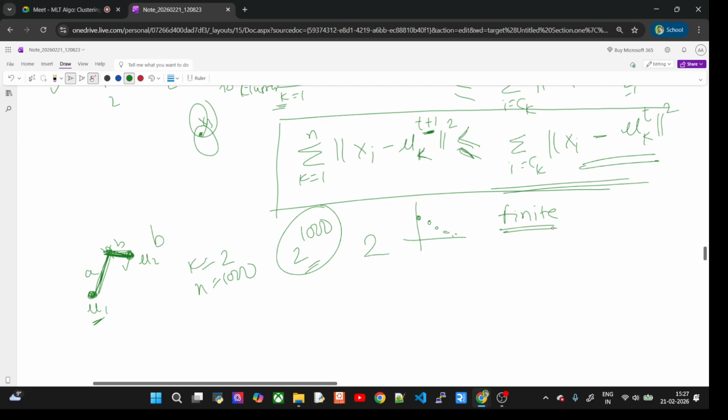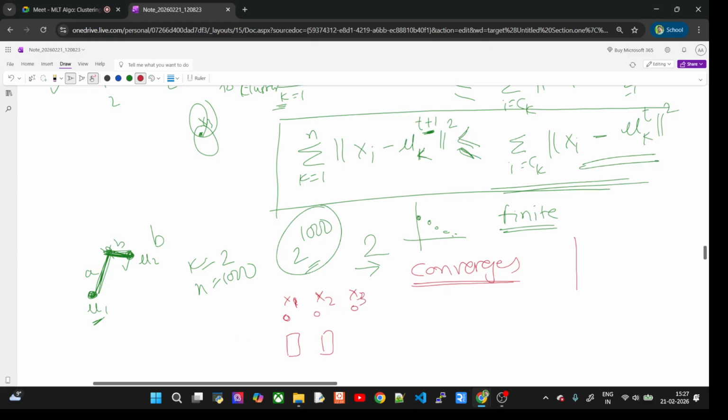Okay, so that shows that this algorithm converges. It is saying that I have x1, x2, x3, these points. I will just go to box 1 or box 2. But how many times will you go?